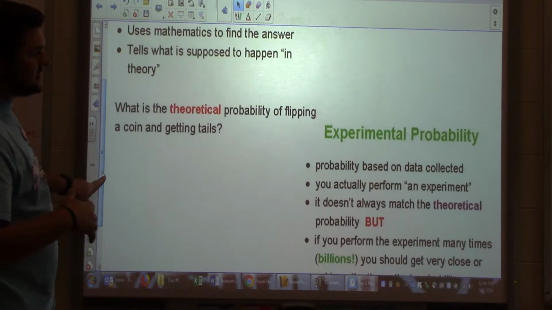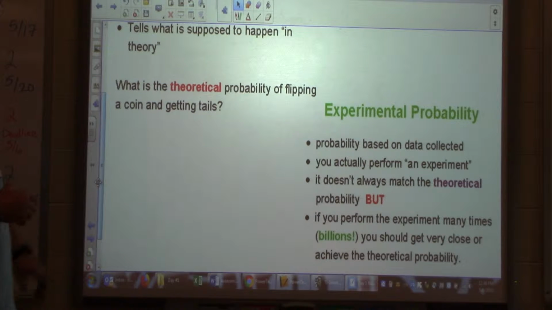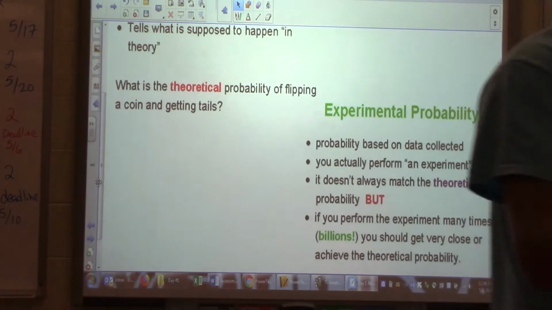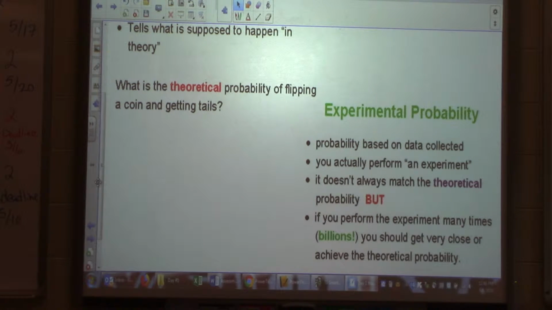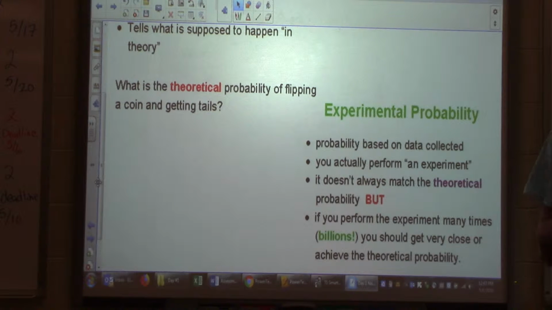Experimental probability. Sorry if I'm going too fast, just yell at me. Experimental probability is based on data that you collect. It's actually doing the experiment or doing the trials. It's what actually happens, not theoretical, but what you actually did. So if you flip a coin 50 times, you might not get 25 heads and 25 tails. You might get a little different probability based on what you actually got for your data. Right? So experimental is when you actually do it and the probability you get from that. Theoretical is what should happen in theory.